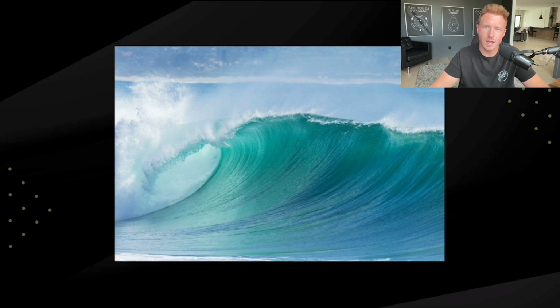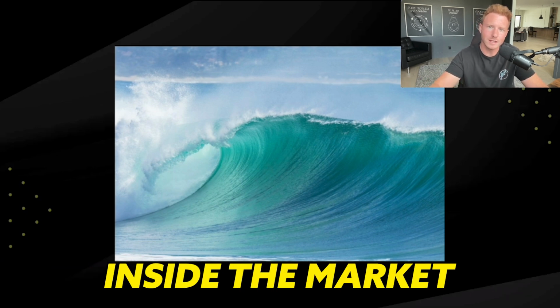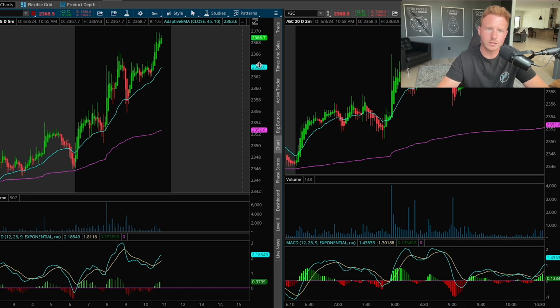Or you could also think of it as trying to swim upstream versus downstream. Obviously, it's going to be a lot easier to swim downstream than it is upstream. And that's exactly how I think of the trend inside the market. So if we go over to the charts here, as you can see on the left-hand side, I have a 5-minute time frame of gold.